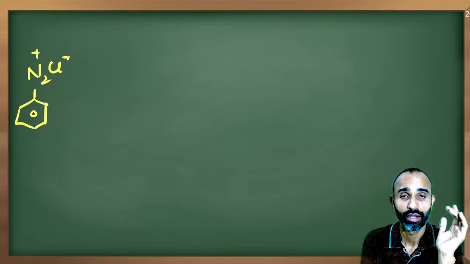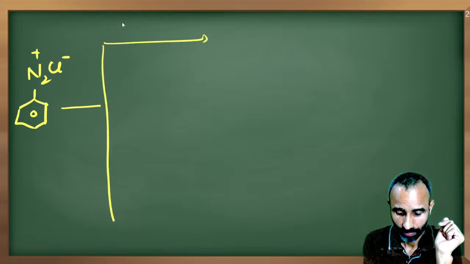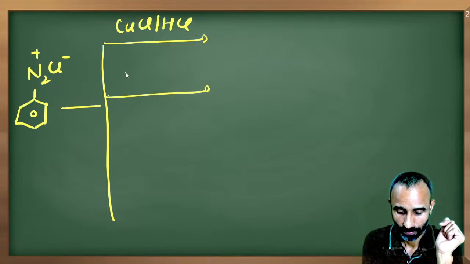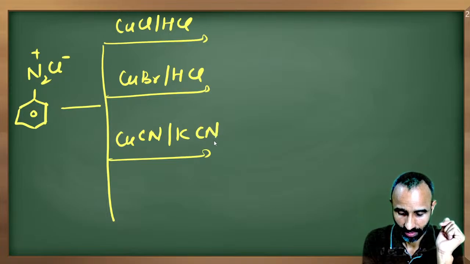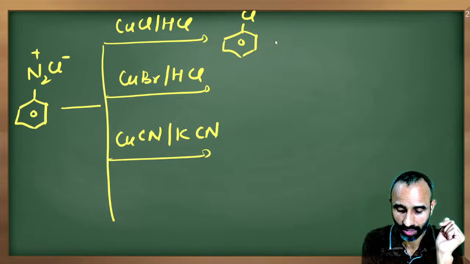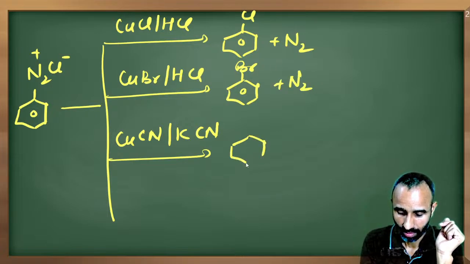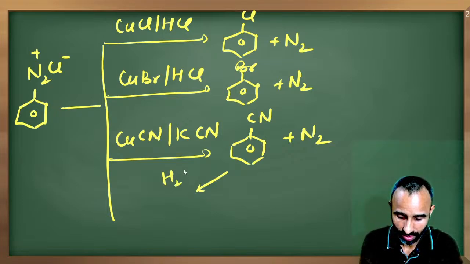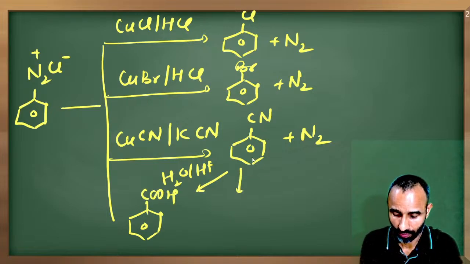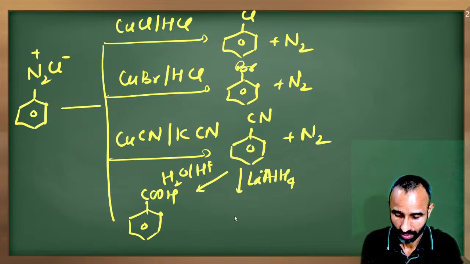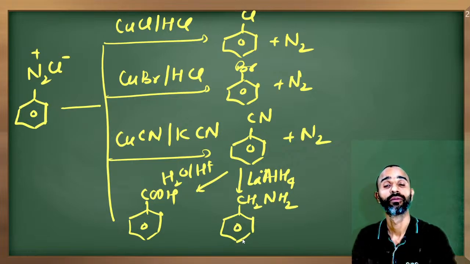We can replace this group by chlorine with CuCl/HCl, by bromine with CuBr/HBr, or with CuCN/KCN. Yes, this is the Sandmeyer reaction. We get chlorobenzene, we get bromobenzene, even we get cyanobenzene. And if cyanobenzene is hydrolyzed, we get benzoic acid. If it is reduced, we get benzylamine.